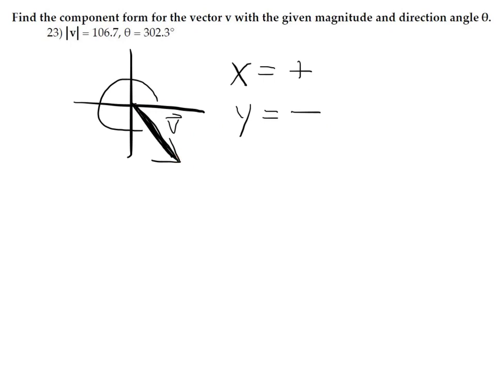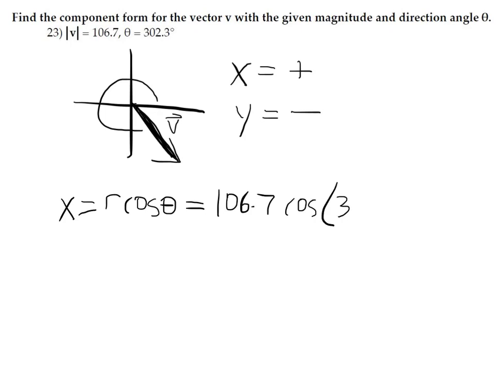So when we use our formulas to find x and y component form, this will be a nice check to make sure that it all works out as we expect. The form x equals r cosine theta gives us, r is the magnitude, so 106.7 cosine theta, theta is 302.3 degrees. And we calculate this on our calculator, and we get 57.0, and that is the x component.